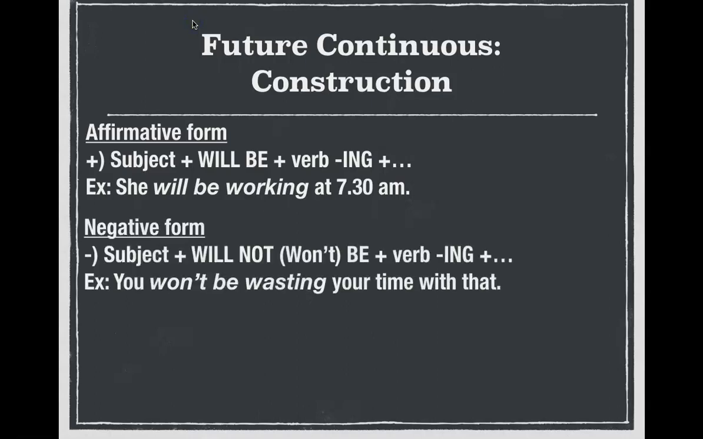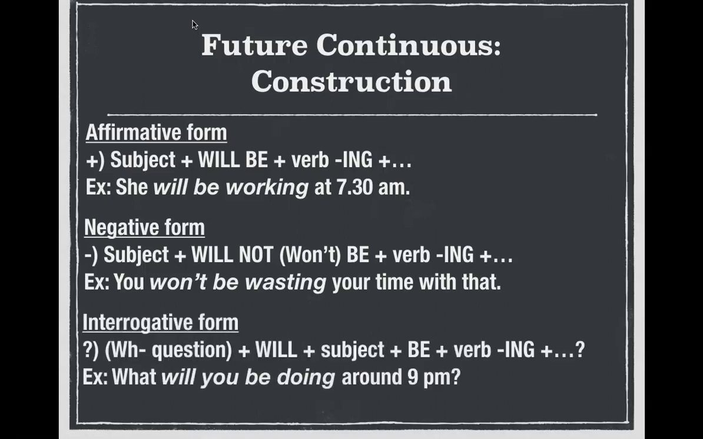The negative form, you just have to add not after will. So we have the subject, then will not, which becomes won't, then be, and then the verb in ing form. The example is: you won't be wasting your time with that.